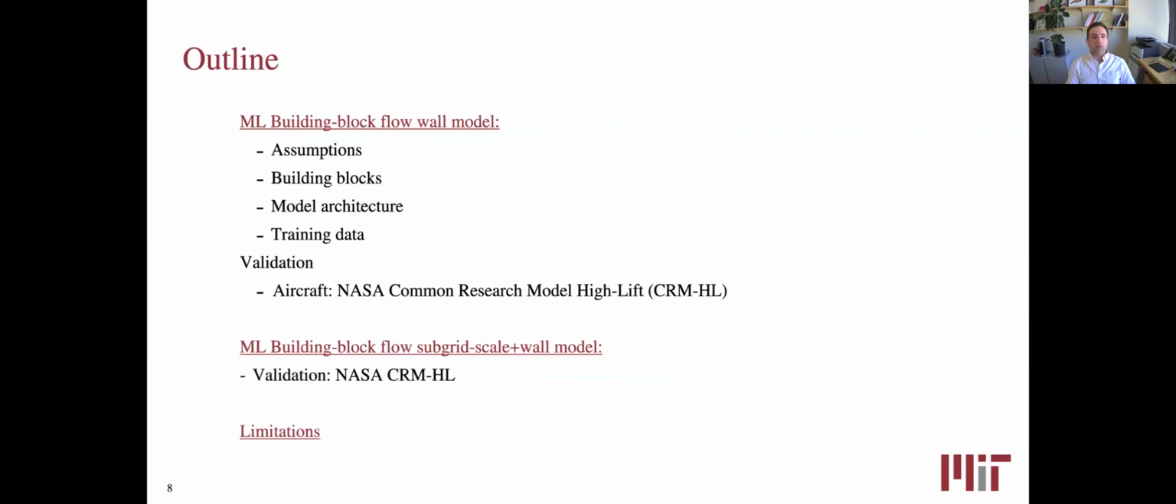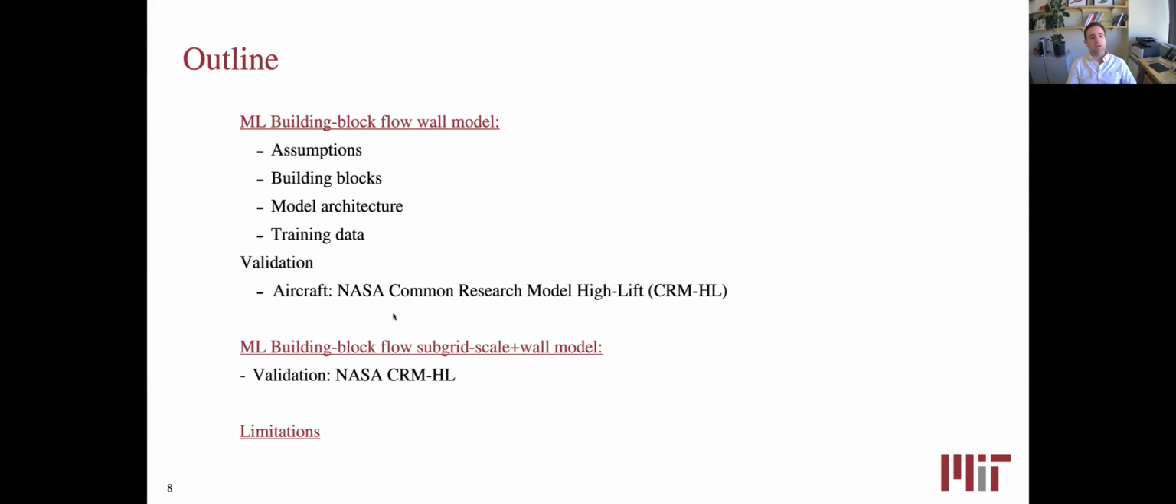Okay, so this is what I'm going to talk about. The model is called building block flow model, and I'll explain why that is. And I'm going to talk about the assumptions. The building blocks are some data that I use for training the model, and the model is going to be implemented using machine learning tools. This one is neural networks. And then I'll show a validation case of the model.